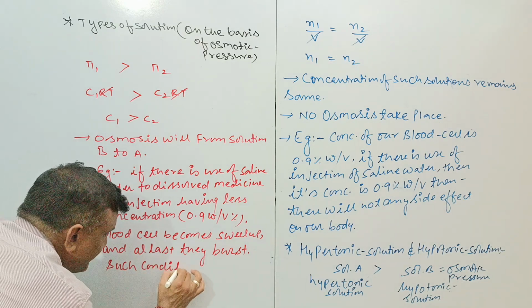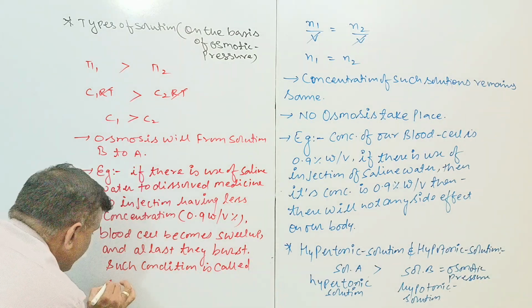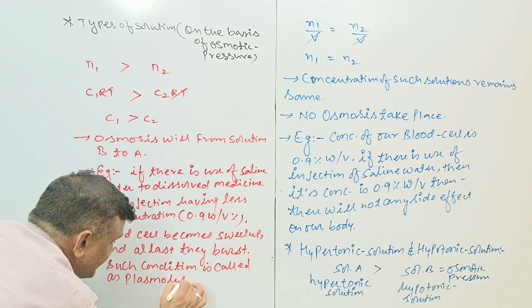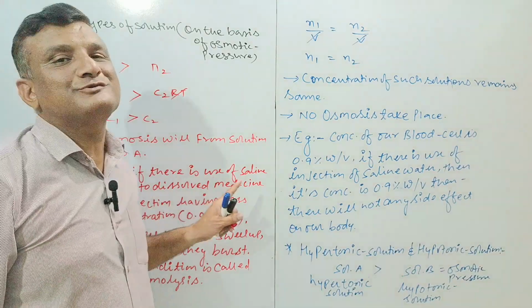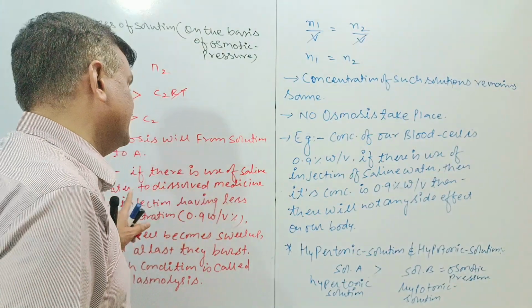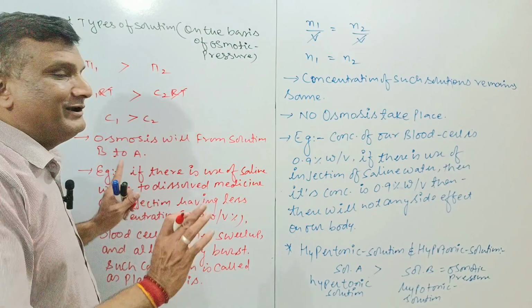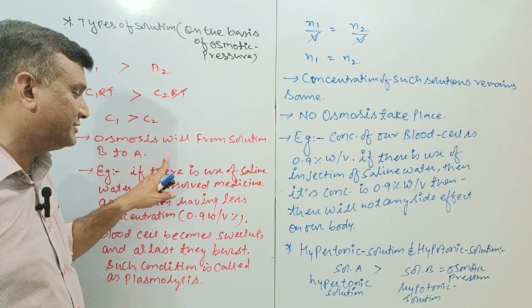इस कंडीशन की बात करें तो हम पर्टिकुलर प्लाज्मोलाइसिस कहेंगे। Such condition is called as plasmolysis। इसीलिए पर्टिकुलर NaCl का यूज कम से कम करने के लिए कहा जाता है। So this was about the plasmolysis. We will take another example; this was about the hypotonic solution.